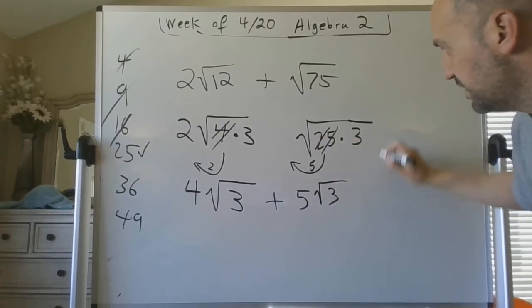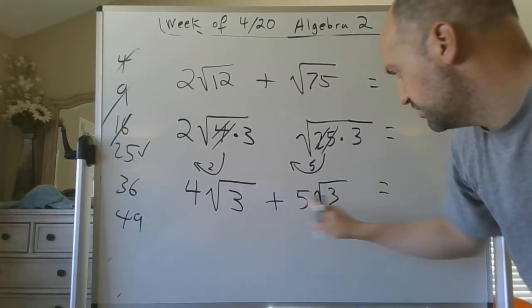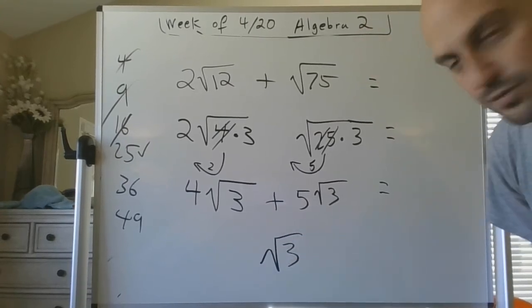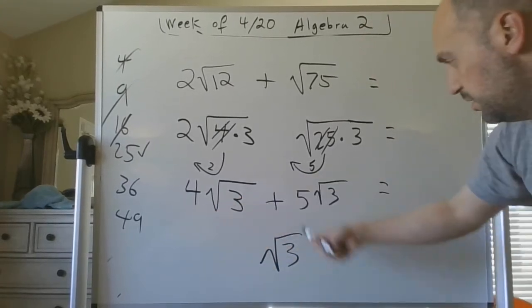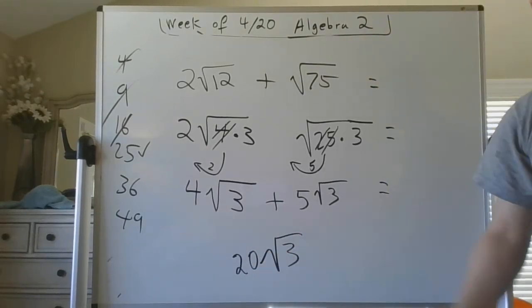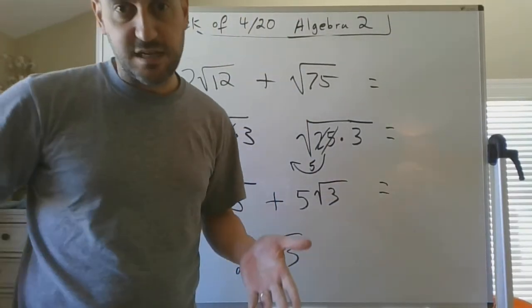Now I look at the entire problem. And I ask myself, okay, what's the like term here? What's the base here? It's going to be a square root of 3. That's cool. And I just add the coefficients. 4 plus 5, which is 9. And we are done. Okay. So that's the second video. That's it for the second video.